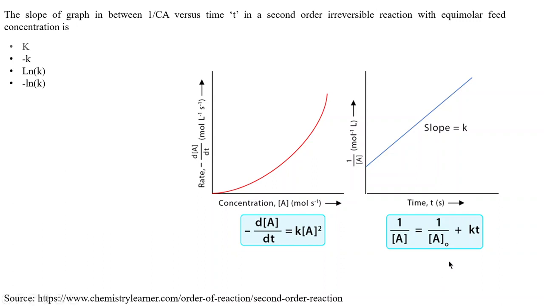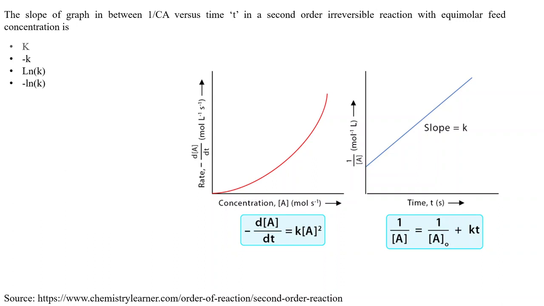Okay, so here you can clearly imagine that this expression which is present here is y is equal to mx plus c. That is the equation for a line. So we have this term, 1 by square bracket A, as y is equal to mx, that is k multiplied by t, plus c, that is 1 by A naught. Why is 1 by A naught constant? Because we are starting with the initial concentration. So that is the square bracket A naught. That will be your initial concentration. For example, you have some decomposition reaction going on in your laboratory.